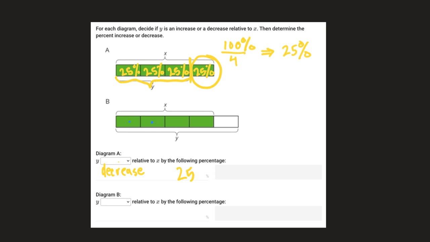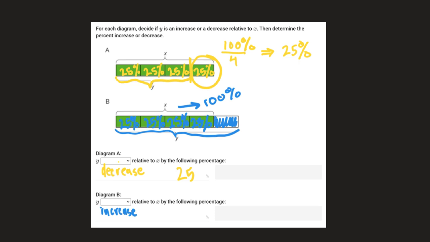There's 4 parts on our whole again. So our x is the 100%. Each part, once again, since there are 4 parts, represents 25%. Now, is y more, meaning we're increasing, or less, meaning we're decreasing? Well, if we look at the bar, y is longer, and there's 1 extra part on y. So it's more, we're increasing. So we would type in or select the increase button here.